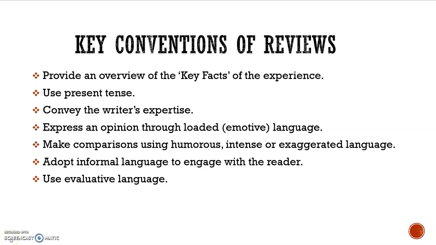For example, you say the mountain of gloopy pasta looked like it could be used for filling a hole in the wall, and the portions of the dessert, in contrast, were so small that you needed a microscope to see them. See, here you are saying something very annoying, but you are saying it in such a way that it cannot hurt anyone's feelings. Then you may adopt informal language to engage with the reader.